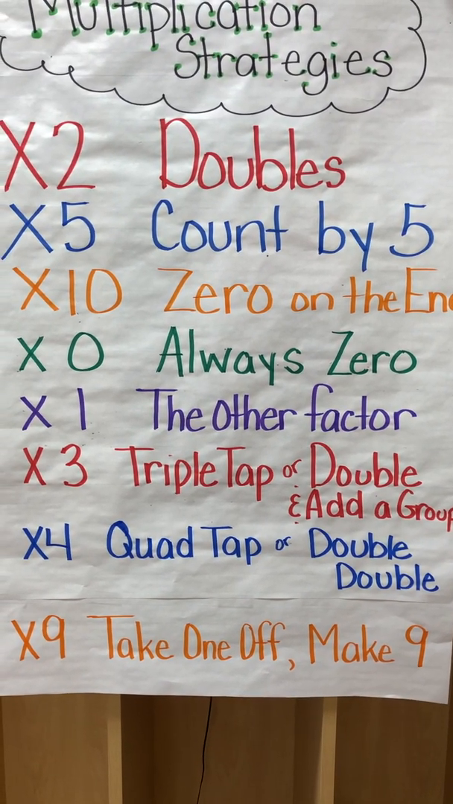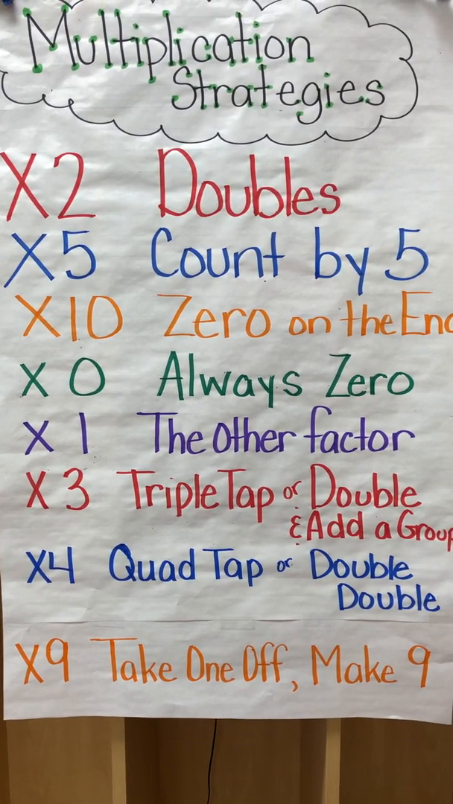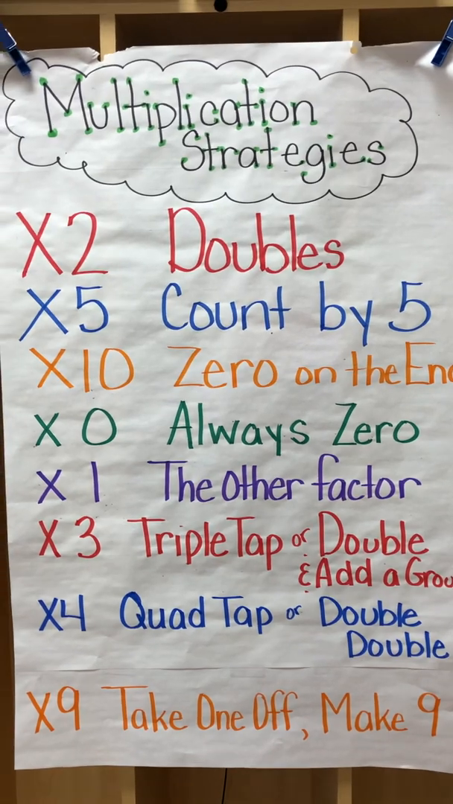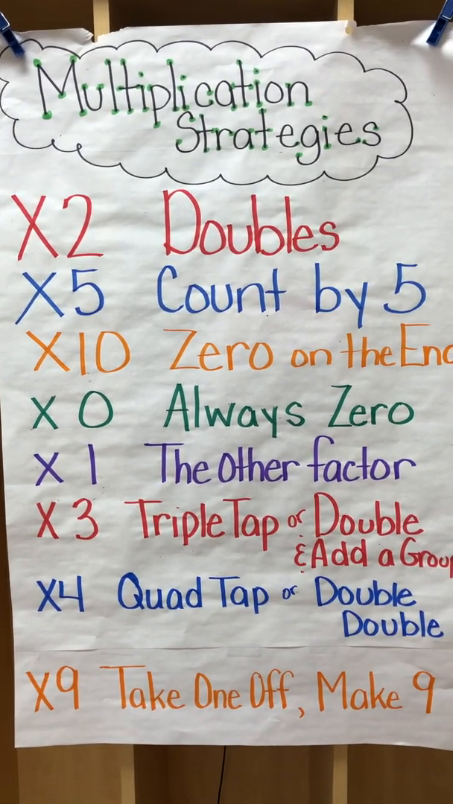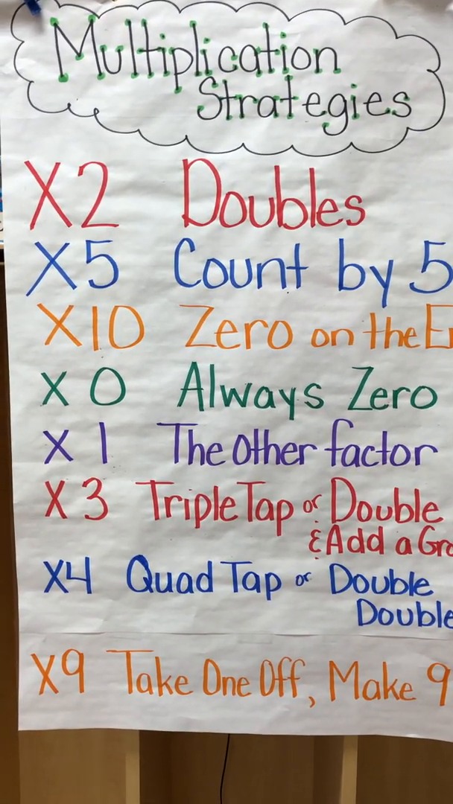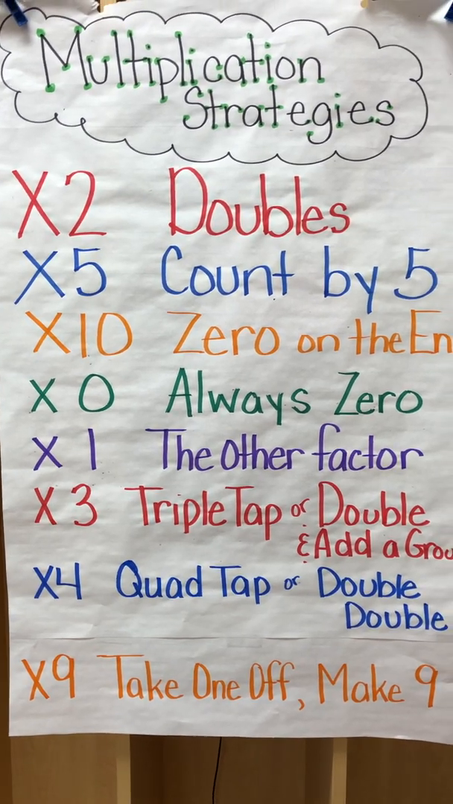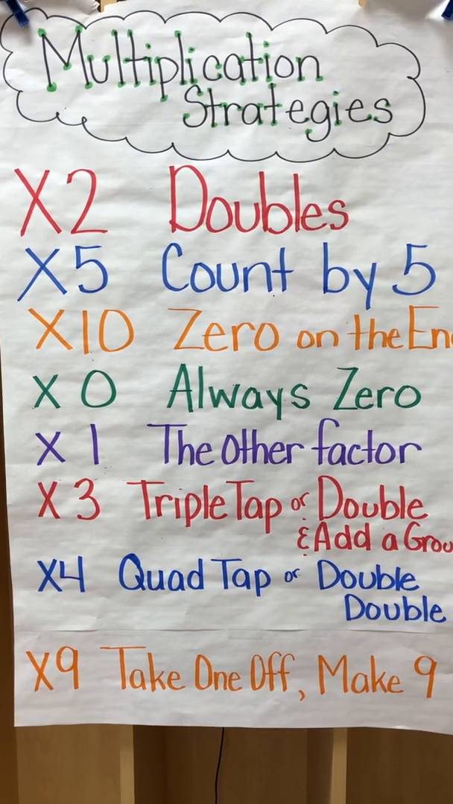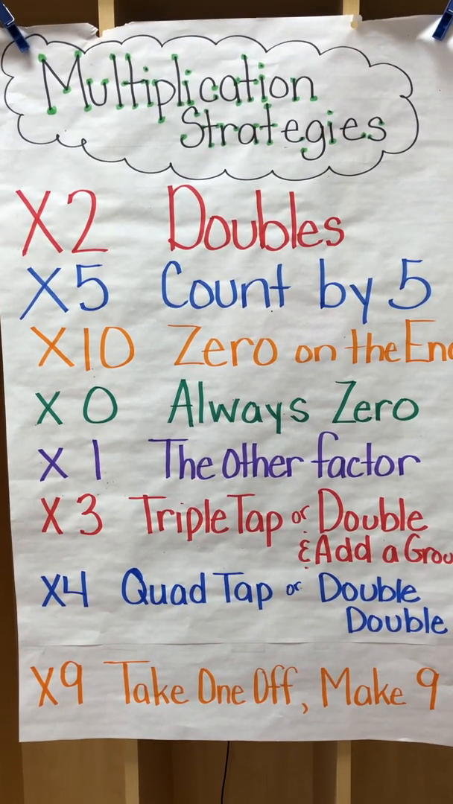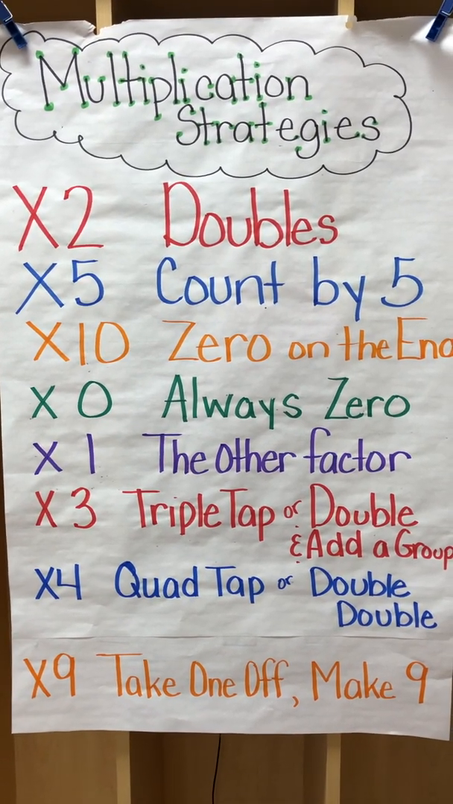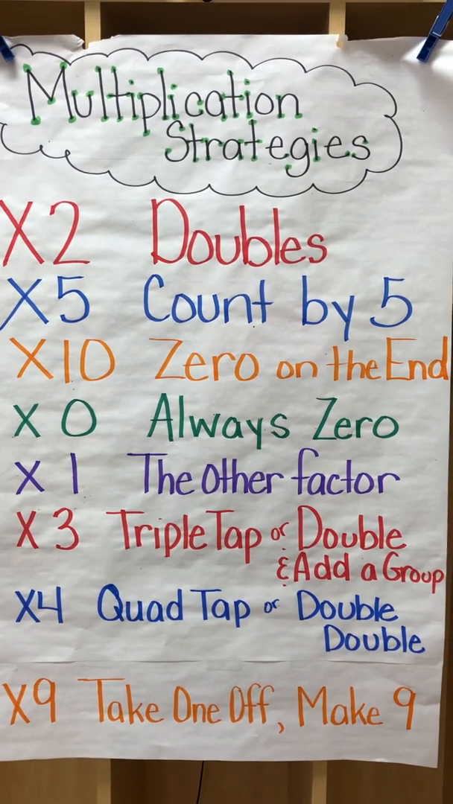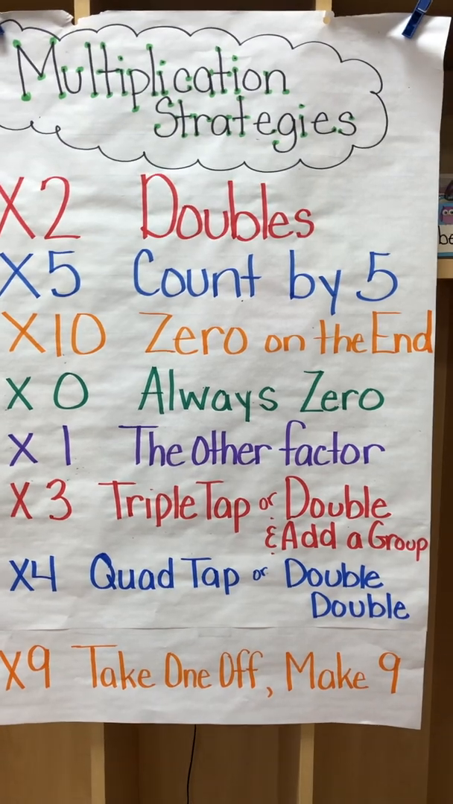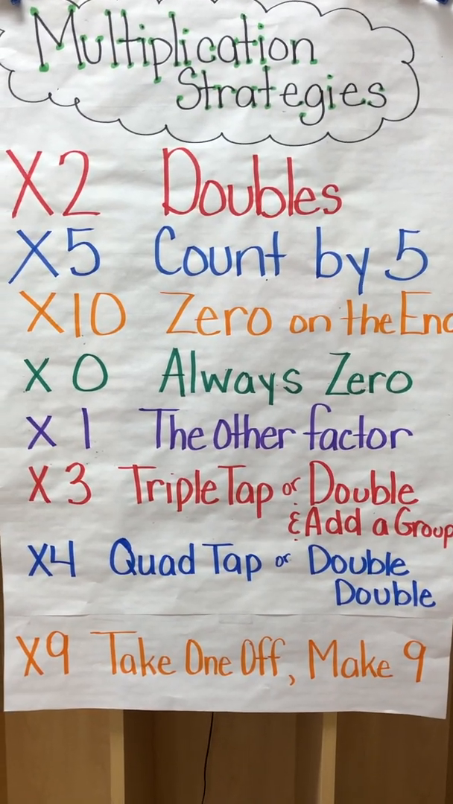Now, again, some of the boys and girls have moved past that strategy, and they're a little bit better at the double-double strategy. So we know if it's 8 times 4, first we can double the 8, 8 and 8 is 16, and then we can double that, 16 and 16 is 32. So for some boys and girls, that is their go-to strategy. For others, quadruple tapping is really what they're most comfortable with. And the nice thing is with these strategies, no matter what level the boys and girls are in math, they can successfully multiply these numbers.